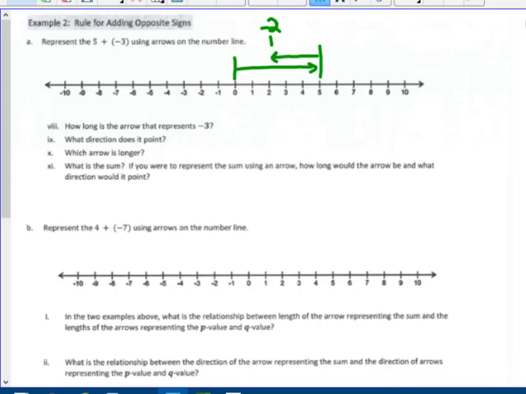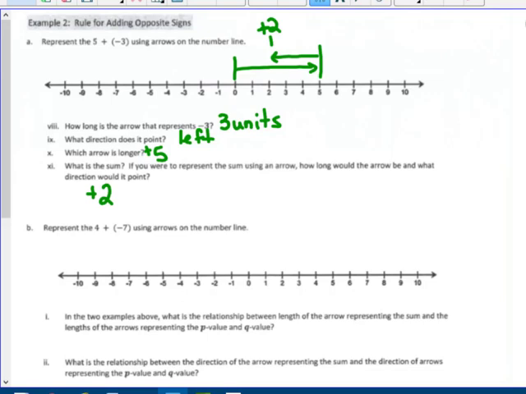How long is the arrow that represents -3? 3 units. What direction does it point? It points left. Which arrow is longer? The 5's arrow is longer, right? The +5. What is the sum? Well, the sum was -2. If you were to represent the sum using an arrow, oh, it's +2, silly. 5 and -3 make +2.